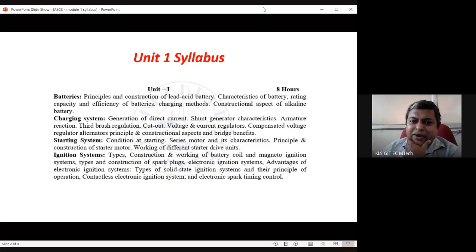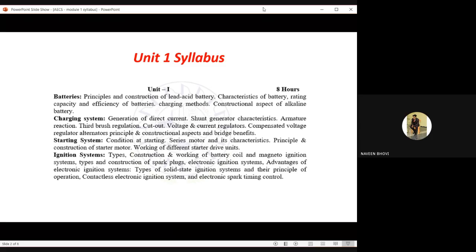So first one is battery coil and magneto ignition system. That is the first thing. Even if you are not writing, it's okay. At least you should know what topics you should study. Second one is spark plug. So Naveen, just tell us about the spark plug, what it does in short.